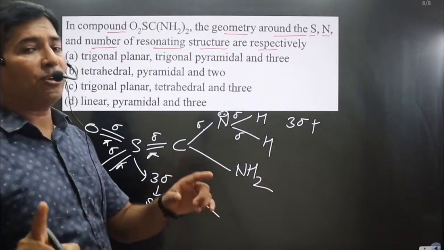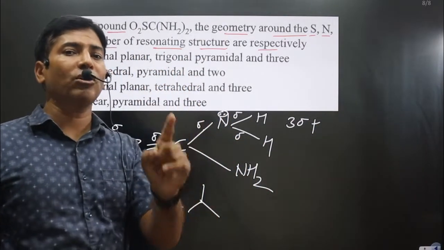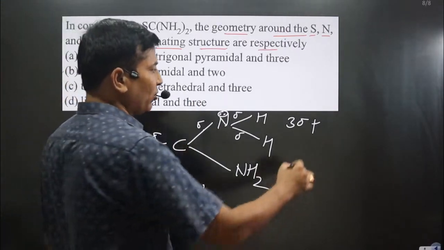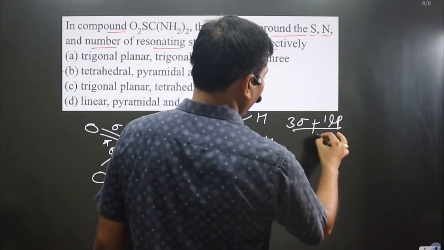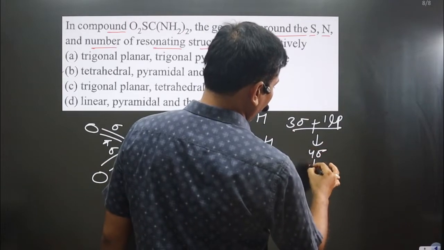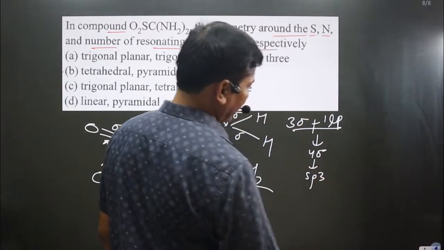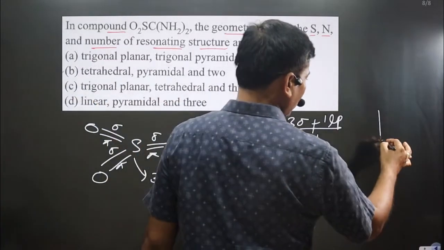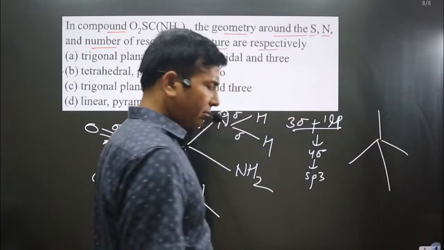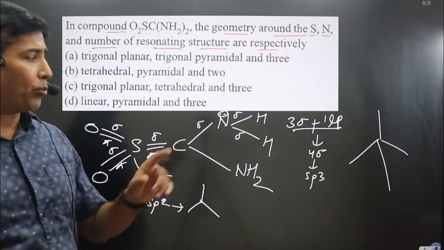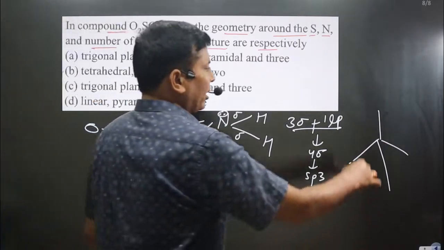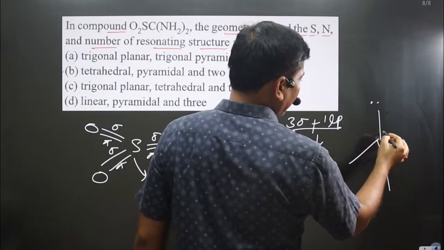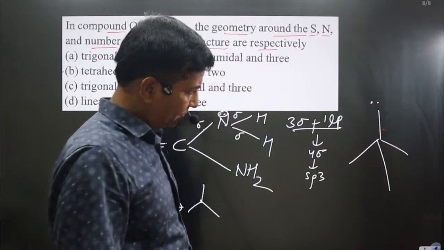And always keep in mind, to determine geometry we consider one lone pair equal to 1 sigma bond. So the total number of sigma bonds we got is 4, and it will form sp3 hybridization. In this case we get geometry is what? We have tetrahedral, but now we need to place the lone pair. I can put the lone pair anywhere because the bond angle is the same, in between these axes.